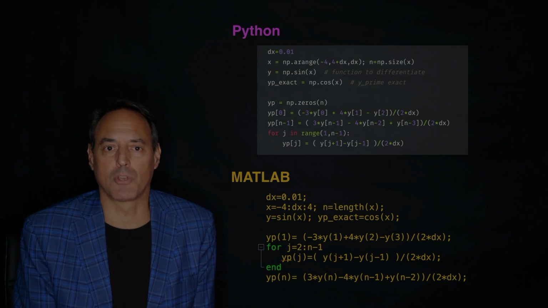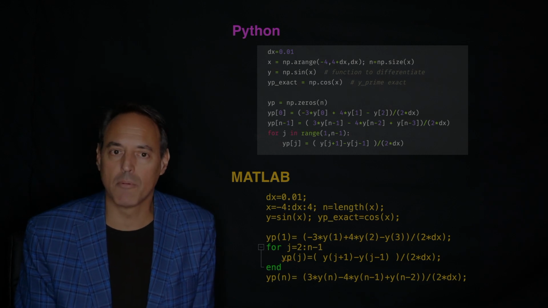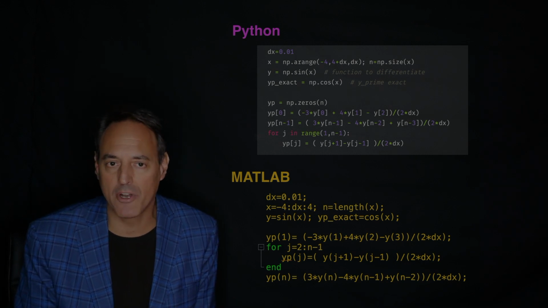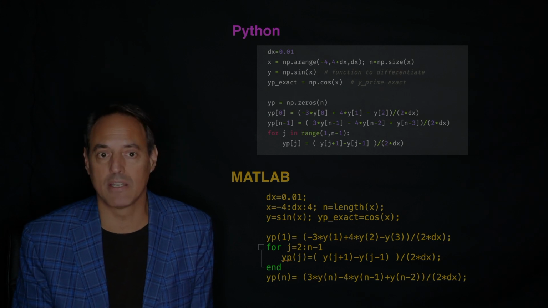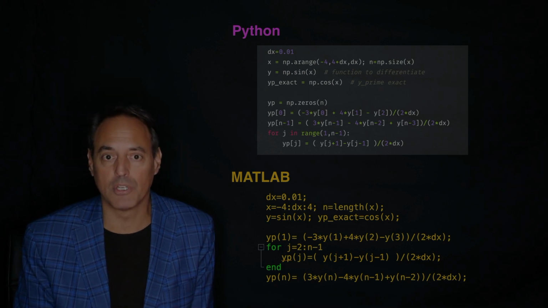All right, let's get to some coding and just walk through a little bit of code. Here's some MATLAB and Python code, and all these do is a second order finite difference scheme for computing the derivatives.